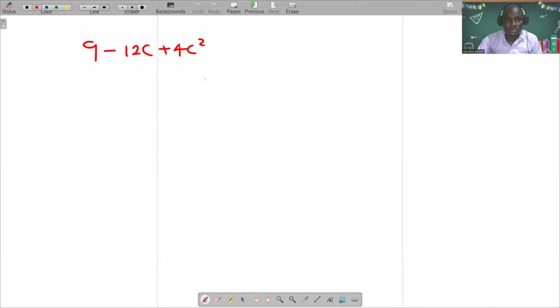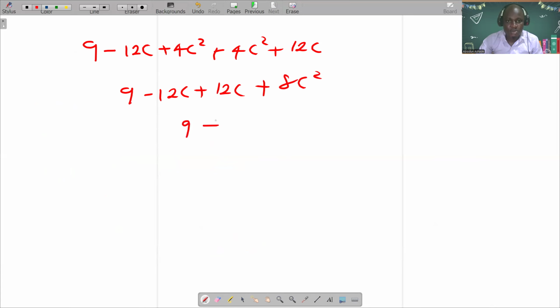So that will become plus 4c squared plus 12c. If we collect like terms, we have 9 minus 12c plus 12c plus 8c squared. So we have 9 plus 8c squared. So now let's write it properly: 8c squared plus 9.